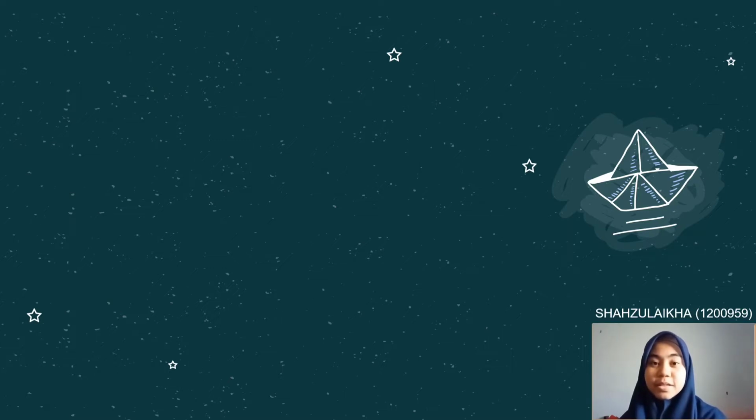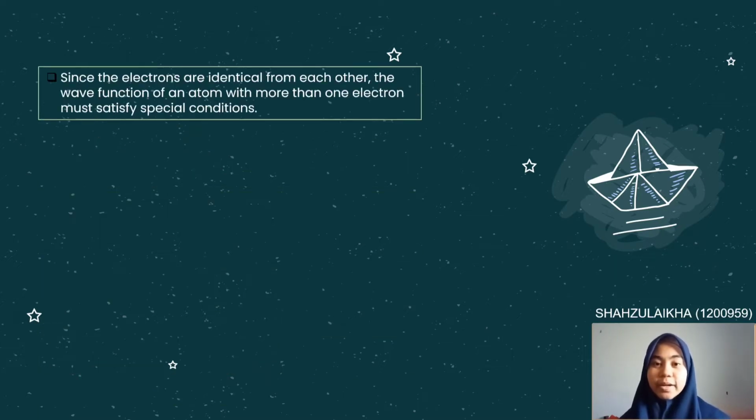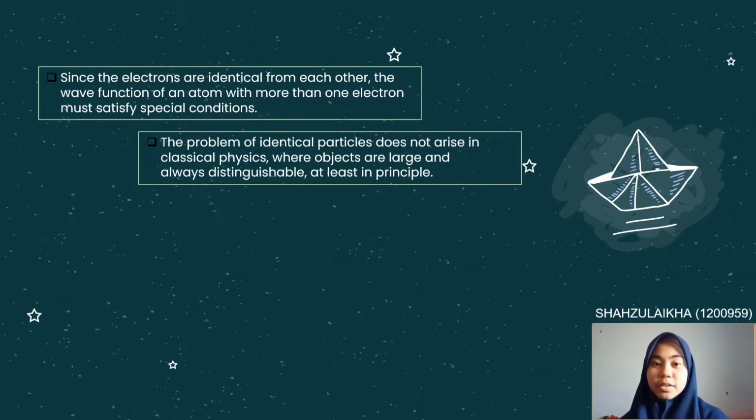Since the electrons are identical to each other, the wave function of an atom with more than one electron must satisfy special conditions. The problem of identical particles does not arise in classical physics, where objects are large and always distinguishable, at least in principle.